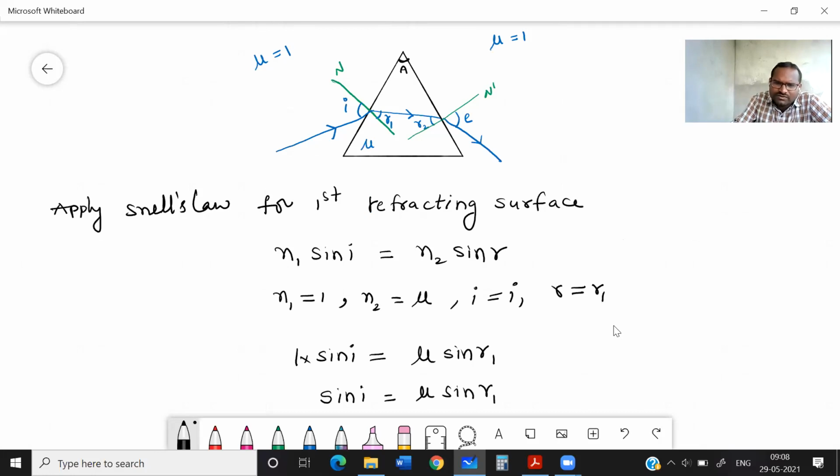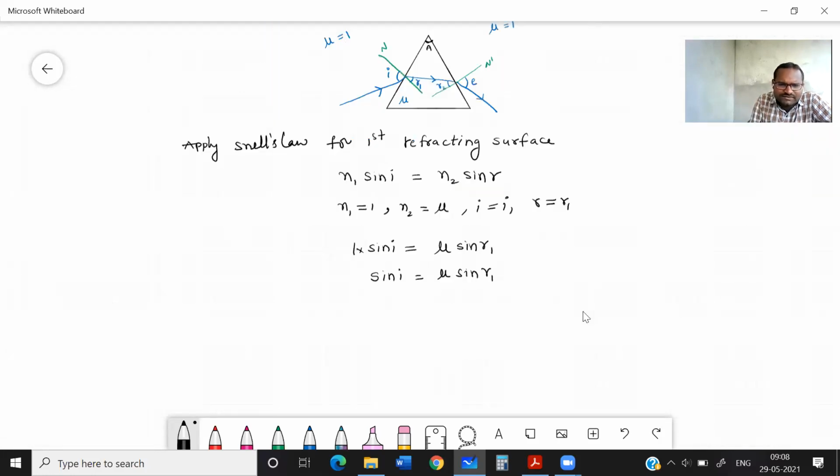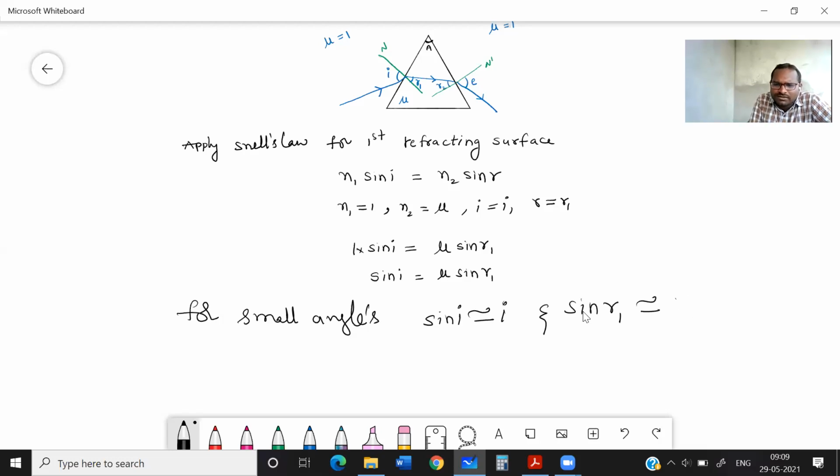Clear? Now see, for small angles, for a small angle prism, we can say sin i is approximately equal to i, and sin R1 is approximately equal to R1. That implies i is equal to mu into R1. Can we write that? Yes, we can write that. Let us call this equation number 1. You are understanding clearly. Okay.